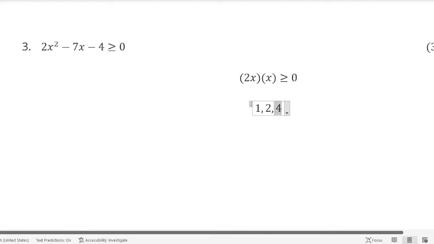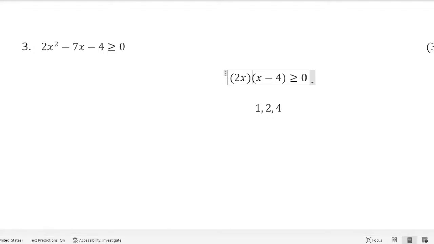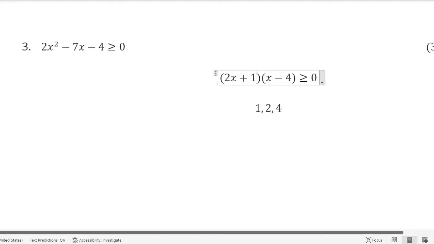So remember, these factors must minus each other. When they minus each other, we should get the middle term. So here we have minus 4. Then here we'll have plus 1. So if we check it, 1 times x is going to be x. Then 2x multiplied by negative 4 is going to be negative 8x. Then negative 8x minus x is negative 7x, right?